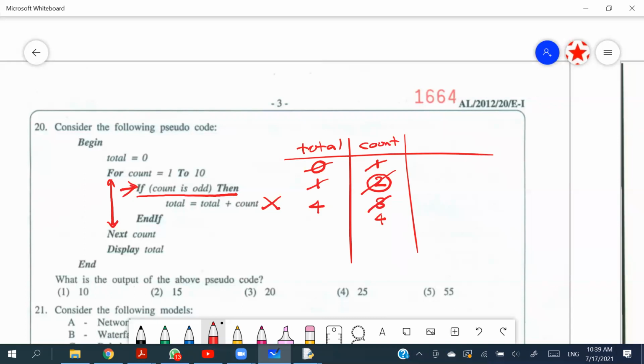So it goes from 1 to 10. So on that journey, 5 will be added. Yeah, 5 will be added. 6 is not. 7 will be added. 8 is not. 9 will be added. 10 is not. So these are the numbers that are going to add up together, right? So not the second one.